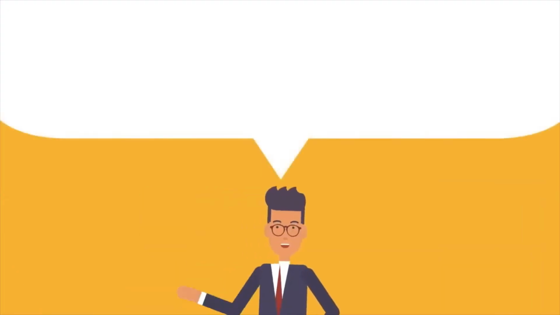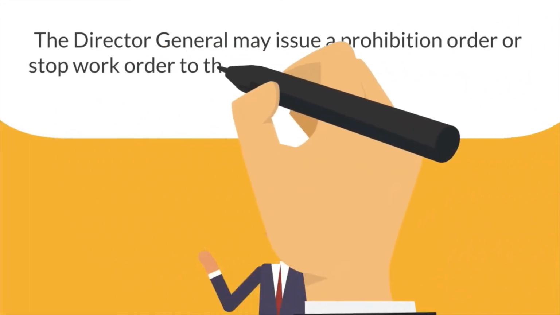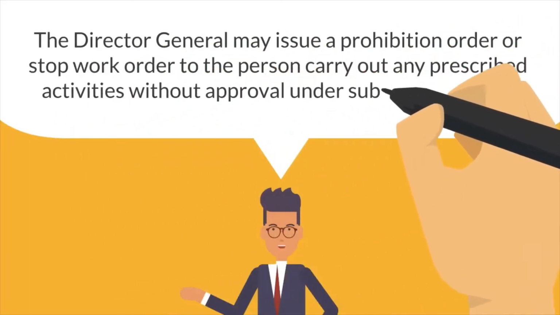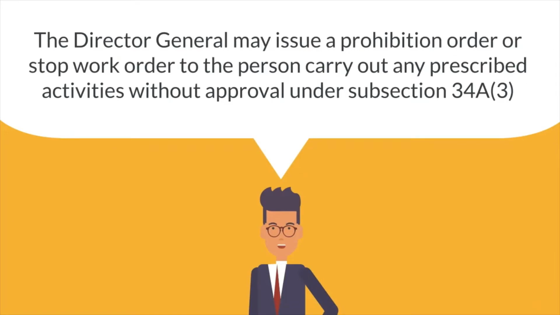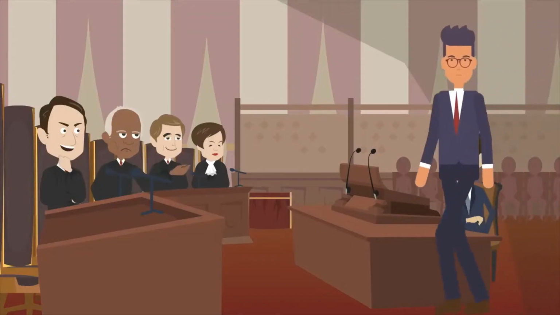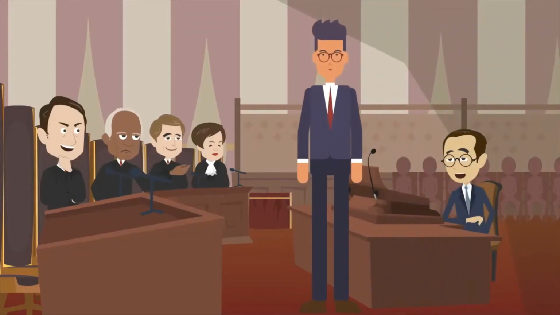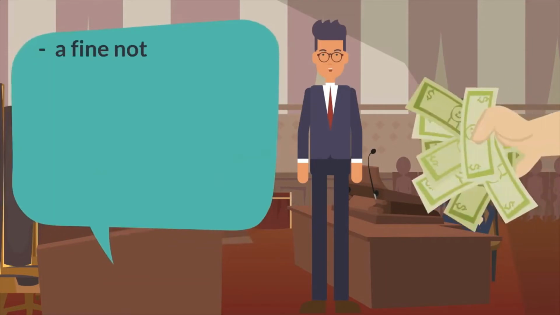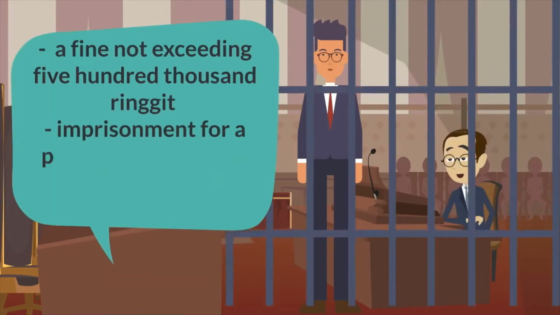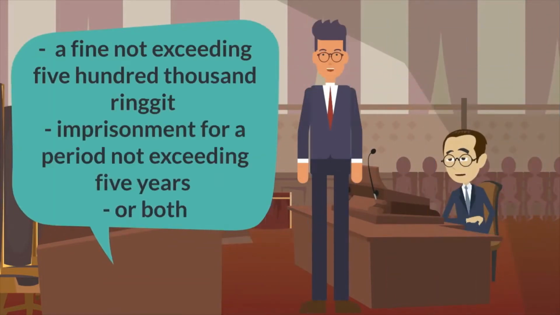The Director General may issue a prohibition order or stop work order to any person carrying out any prescribed activities without approval under subsection 34A(3). Any person who contravenes Section 34A can be penalized with a fine not exceeding 500,000 ringgit or imprisonment for a period not exceeding 5 years, or both.